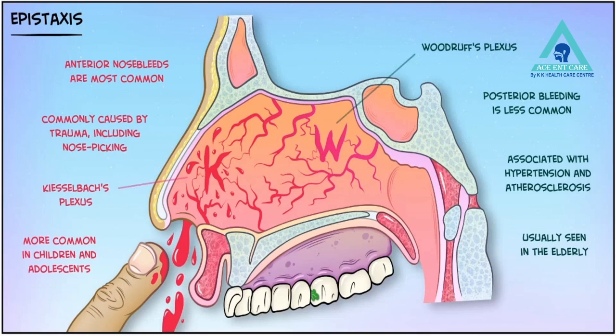Anterior nasal bleed is more common in children and young adults. Posterior nasal bleed occurs after the age of 40. The anterior nasal bleed is mainly caused due to trauma or by nasal mucosa dryness, and the posterior may be spontaneous, may be seen in hypertensive patients or patients suffering from atherosclerosis.